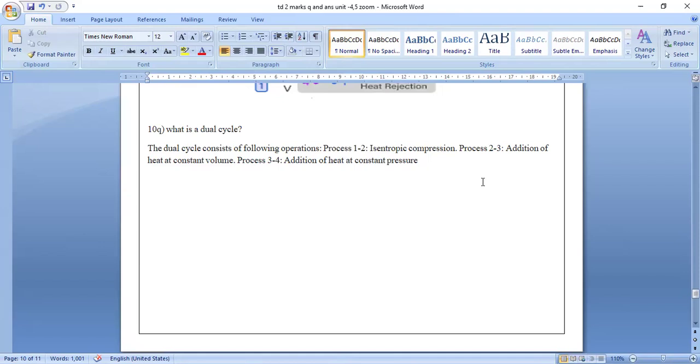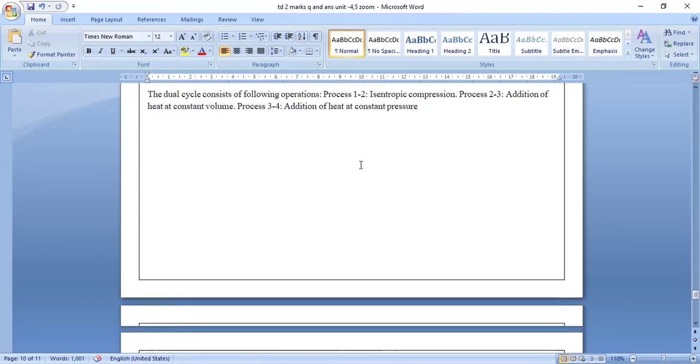So what is a dual cycle? The dual cycle is a combination of two cycles, the Otto cycle and the diesel cycle. The dual cycle consists of the following operations: 1 to 2, isentropic compression. Then 2 to 3, addition of heat at constant volume. Process 3 to 4, addition of heat at constant pressure is done.